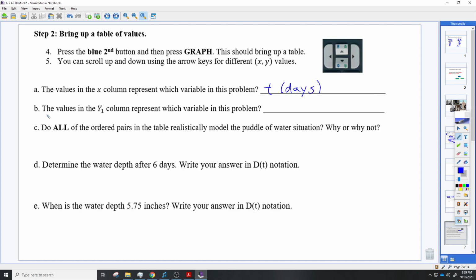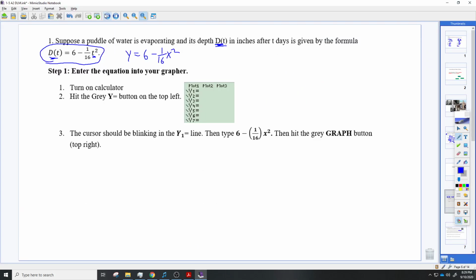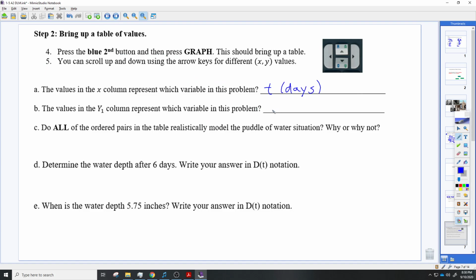So what do the values of the y sub 1 column represent? Which variable in this problem? So what are the y values? They don't actually say y here. The y values would be, going back to this, we changed it from d of t to y here. So it represents d of t.